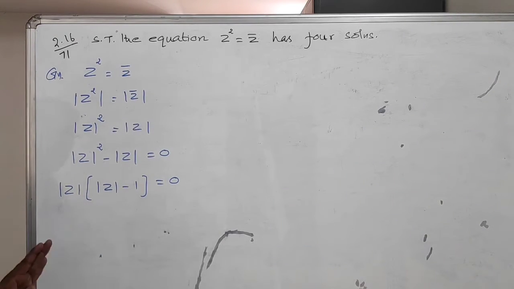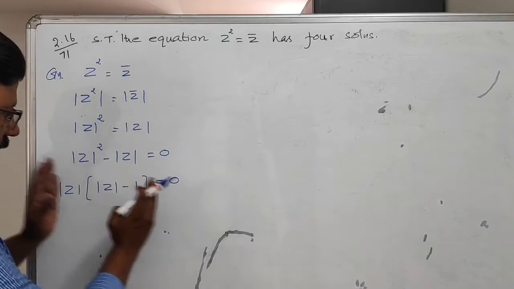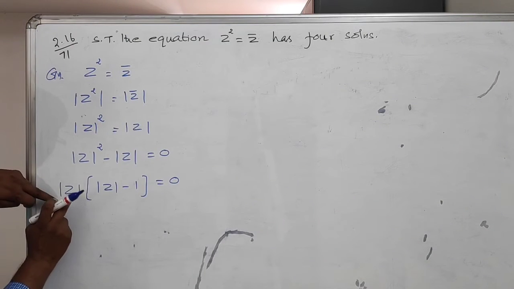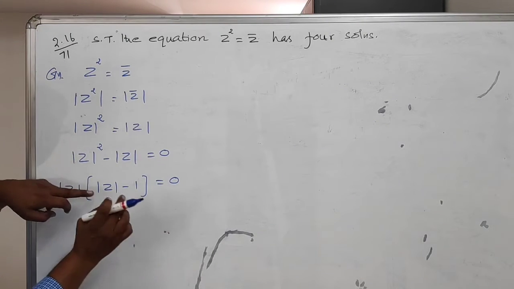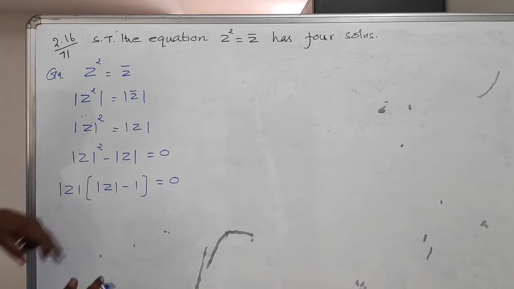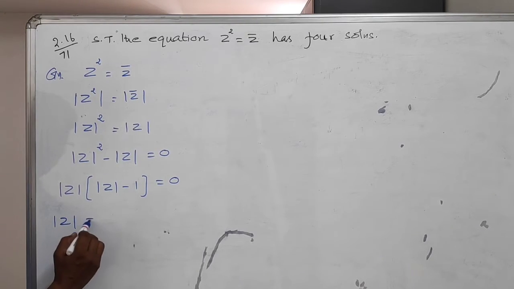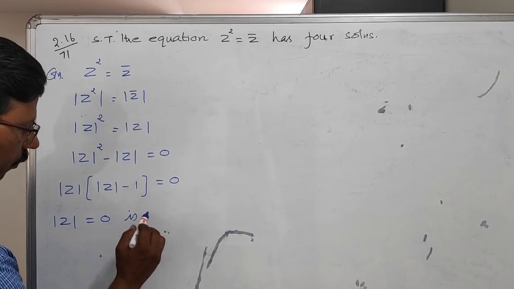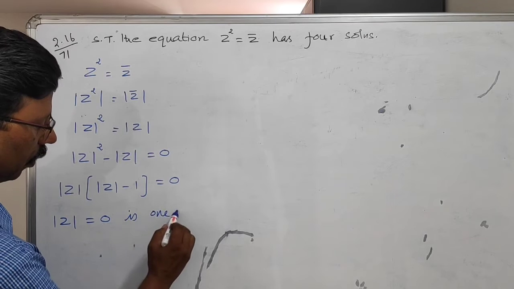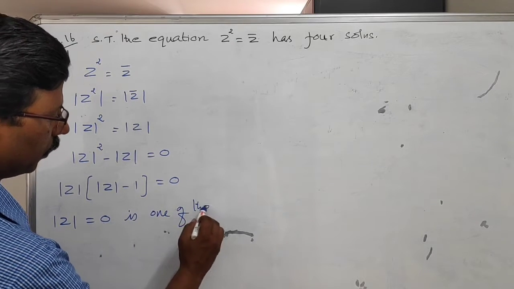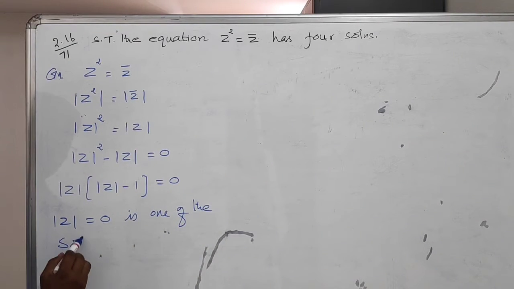From this we have two cases. Product of these two equal to 0 means, since we have factorized, either |z| = 0 or |z| − 1 = 0. Therefore you can say |z| = 0 is one of the solutions.